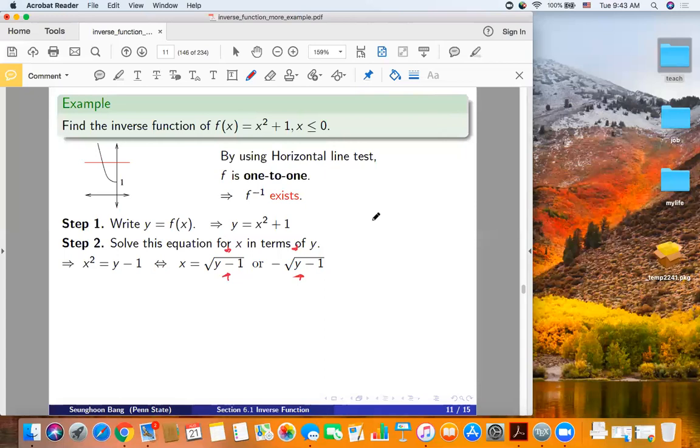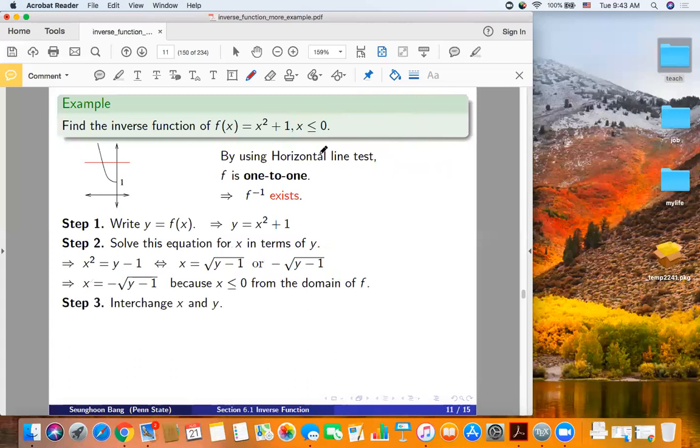So what do you think? Negative here. The given domain is x less than or equal to 0. So what does it mean? x is negative. Really be careful. In this case, without the restriction, x would equal the positive square root of y minus 1. But x is less than or equal to 0, so you choose the negative one. This is the idea, because of the domain. So really be careful.